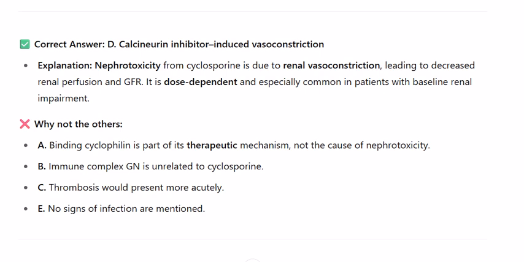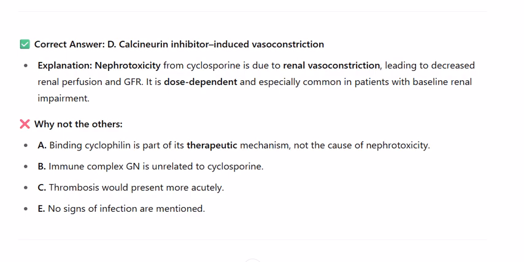Why not the others? A. Binding cyclophilin is part of its therapeutic mechanism, not the cause of nephrotoxicity. B. Immune complex GN is unrelated to cyclosporine. C. Thrombosis would present more acutely. E. No signs of infection are mentioned.